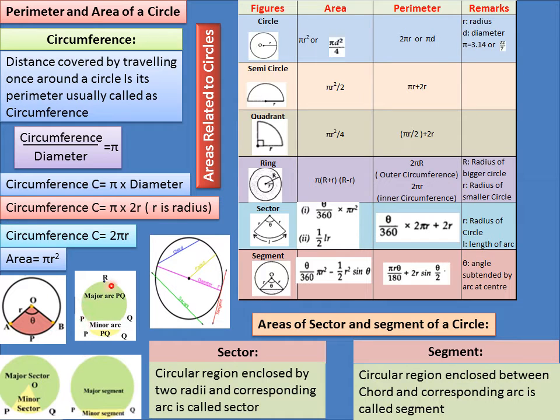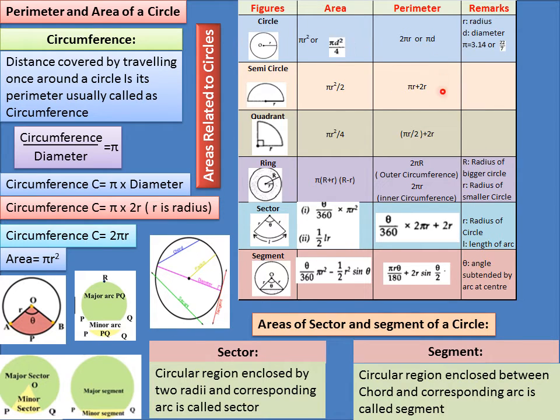It is a part of the circumference, whereas a sector is the region formed because of the two radii and the arc. So I hope you understood the difference between arc and sector. An arc is a part of the circumference. Here you can see PRQ is a major arc, whereas this one is a small arc, that is a minor arc.